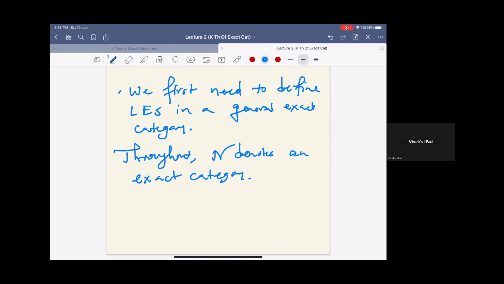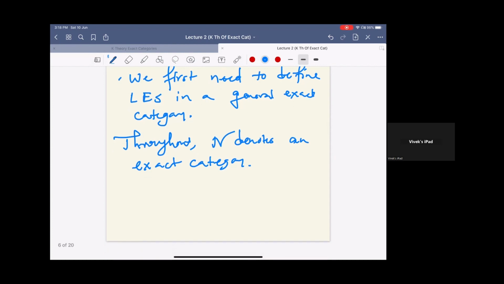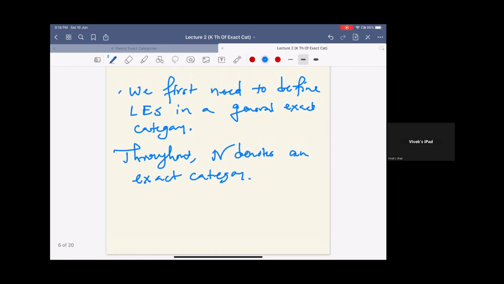So whenever I am saying exact category, you should always keep in mind the category of vector bundles over X, or the category of finitely generated projective R-modules, or the category of finitely generated R-modules, if you have difficulty thinking of a general exact category. Okay. So what is a chain complex?